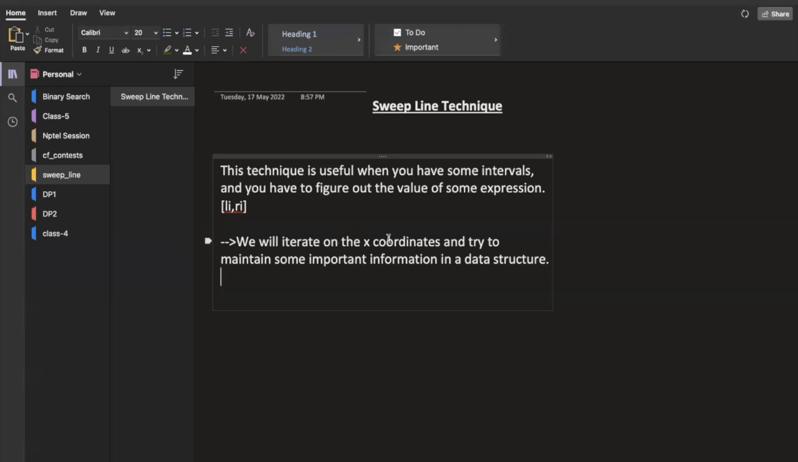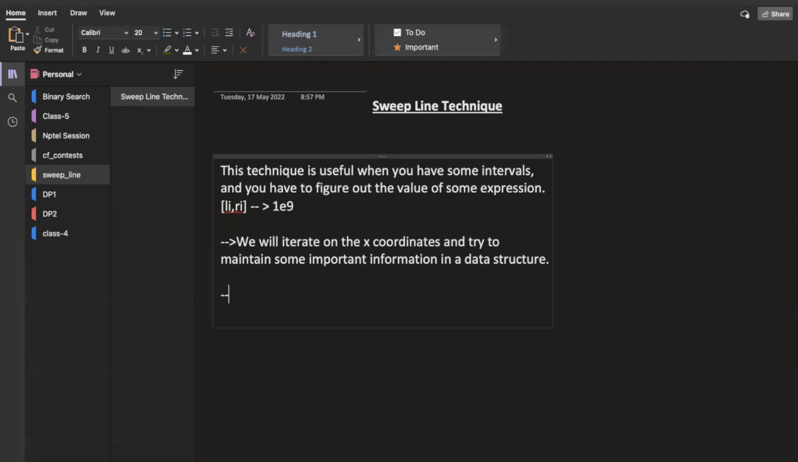Now the question arises: which are the x coordinates on which we are going to iterate? In most problems, these li ri values are huge and can be as large as 10 raised to the power 9 or even larger. So the natural question is, will we iterate on all values starting from 1 to 10 raised to the power 9? The answer is no. We'll only iterate on the relevant values of x coordinates.